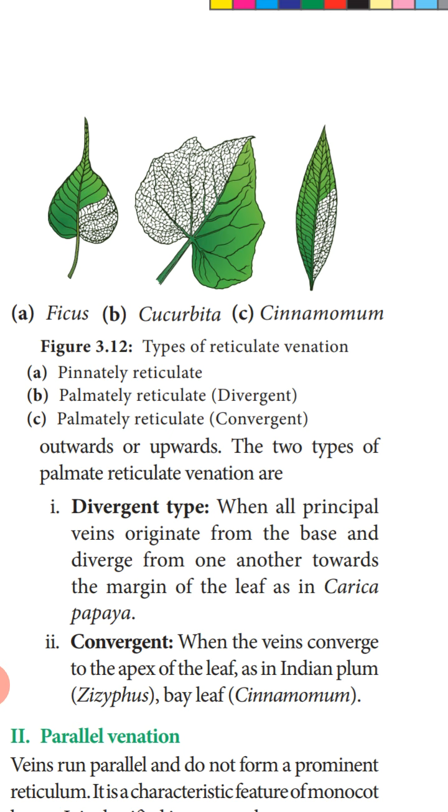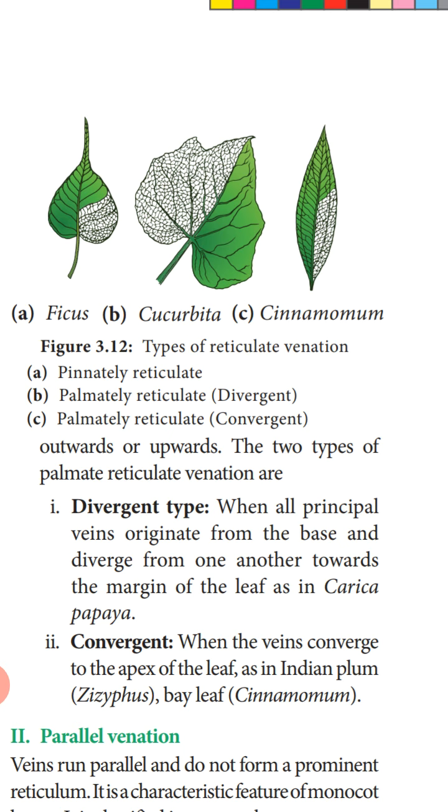Whereas in the next type of palmately reticulate venation, convergent, the veins converge to the apex of the leaf, as in the Indian plum, that is Zizyphus, or bay leaf. So here you can see, also from the major midrib the veins are arising. These veins move towards the apex of the leaf. They are coming and meeting at a point. Then this type is called the convergent type.